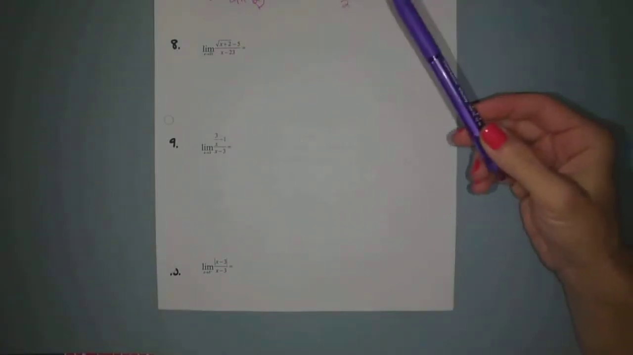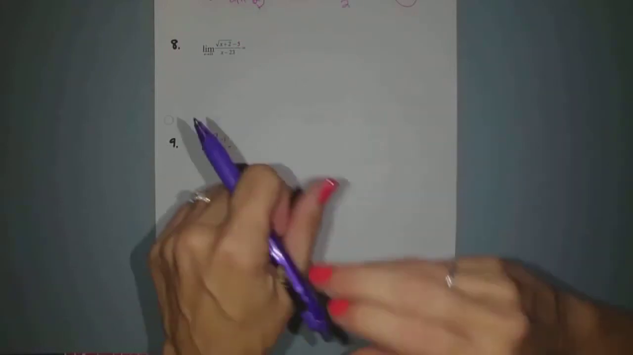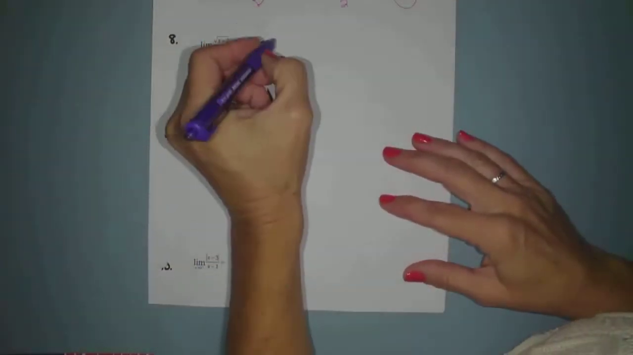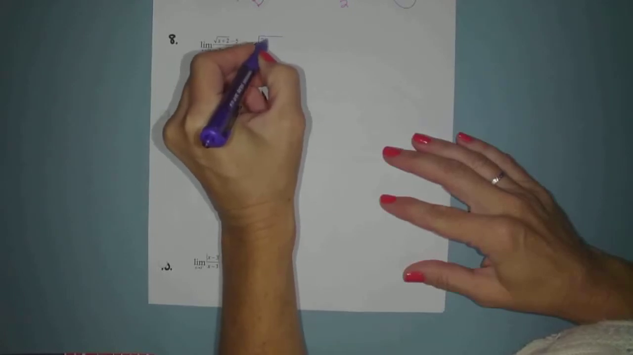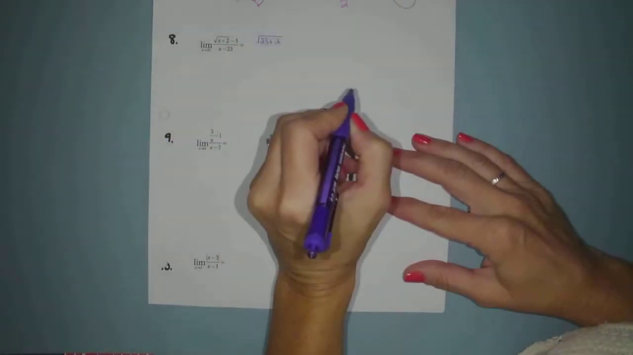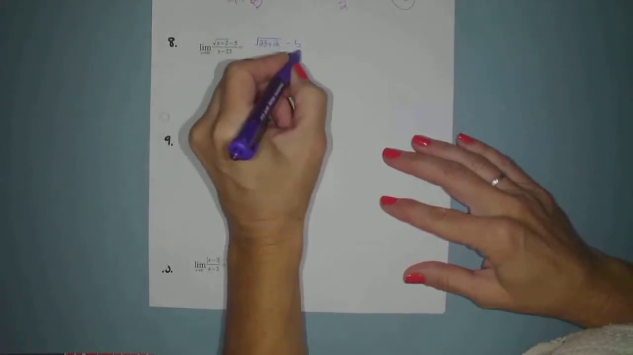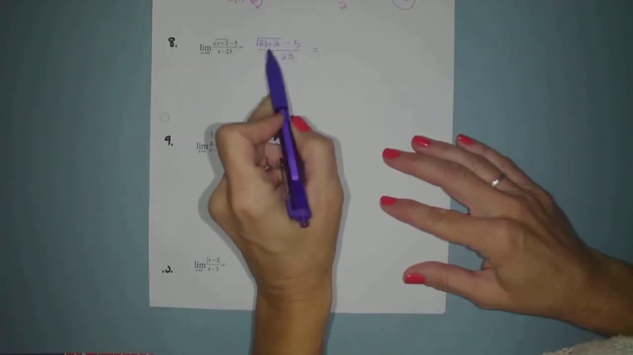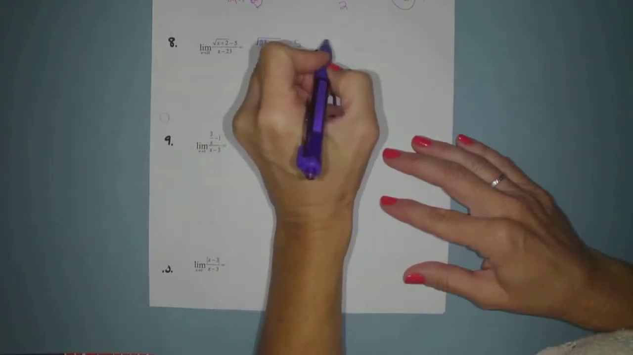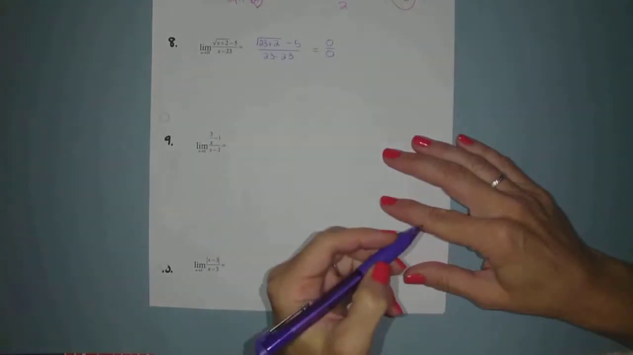And number 8 reads as follows. The limit as x approaches 23 of the square root of x plus 2 minus 5, all over x minus 23. So step 1 to any limit is to start by plugging it in. So that's what I'm going to do first. If I put my 23 where the x's are, I'm going to have the square root of 23 plus 2 minus 5 all over 23 minus 23. And this is going to give me 0 over 0. So I'm forced to move on to step 2.